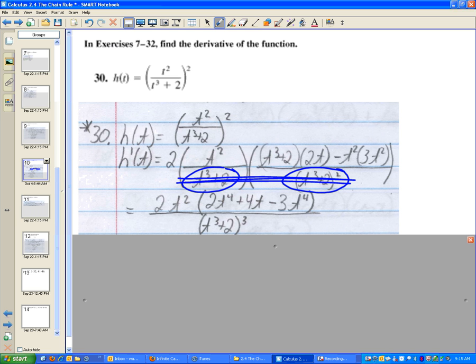Everything else is in the numerator. So 2 times t squared is 2t squared. And then here, it's going to take me a couple steps. So I need to distribute the 2t times t cubed and get 2t to the fourth, and 2t times 2 and get 4t. And then I need to multiply negative t squared times 3t squared and get negative 3t to the fourth.